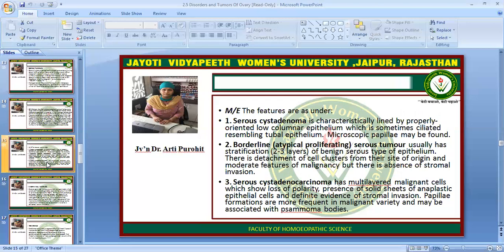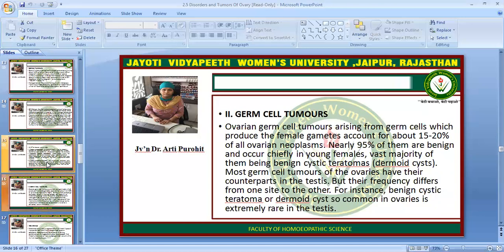Microscopic papillae may be found. Borderline atypical proliferating serous tumors usually have stratified benign serous type of epithelium. There is detachment of cell clusters from their site of origin and moderate features of malignancy, but there is absence of stromal invasion. Serous adenocarcinoma has multi-layered malignant cells which show loss of polarity, presence of solid sheets of anaplastic epithelial cells, and definitive evidence of stromal invasion. Papillae formation is more frequent in malignant variety and may be associated with psammoma bodies.